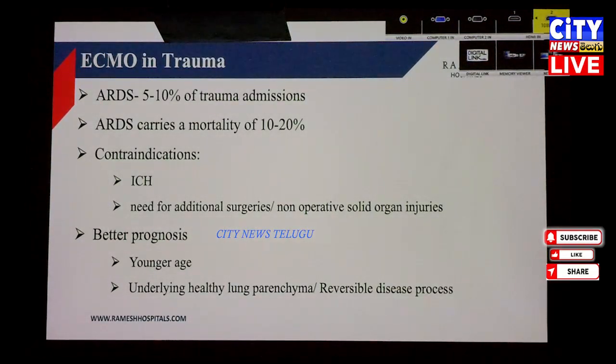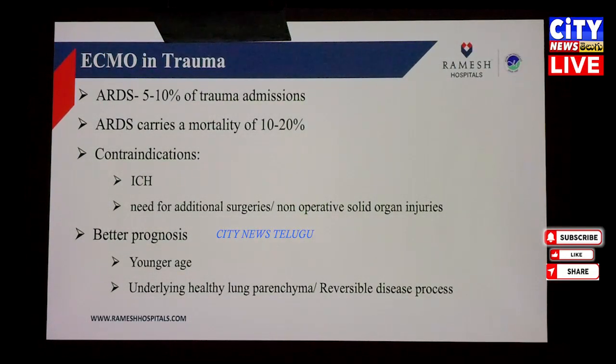This is another indication, for trauma. Now, blunt chest trauma can lead to myocardial contusion, lung contusion, ultimately leading to ARDS. In these conditions, ARDS can occur in around 5 to 10% of these patients. And if ARDS occurs and is left untreated, oxygenation gets affected, and they will have a higher mortality of up to 20%. So in these patients, you can try ECMO.